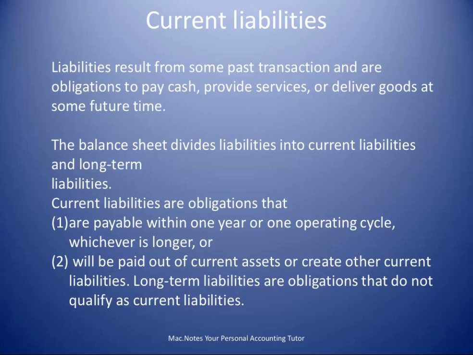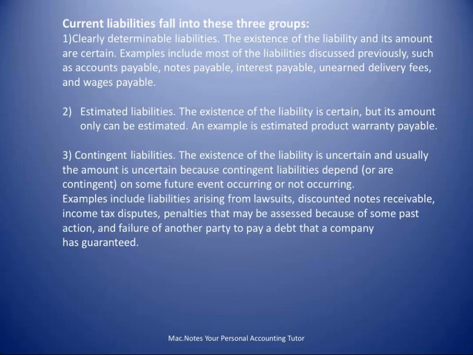Now, current liabilities are liabilities that result from some past transaction or an obligation to pay cash or provide service or deliver goods at a future date. Current liabilities are obligations that are payable within one accounting cycle, and they will be paid out of current assets. Current liabilities fall into three groups. Clearly definable liabilities, no questions asked.